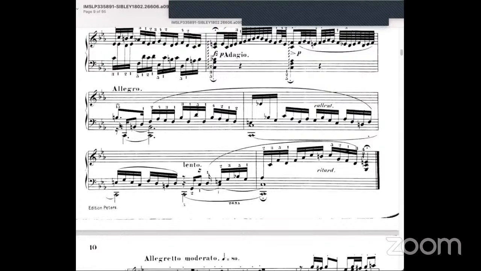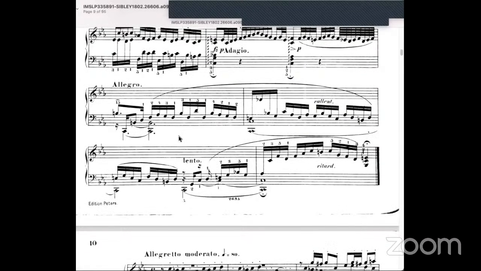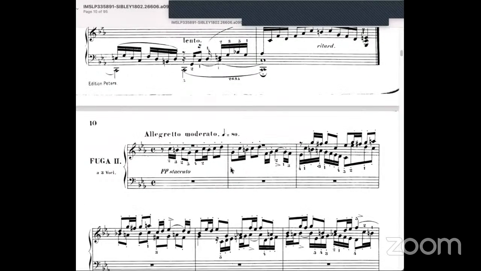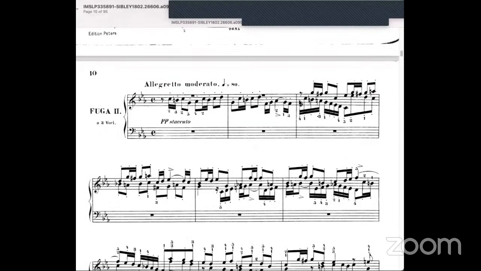Fugue. Now this is the cadenza. The first subject, the theme here. So that's the fugue. In her music, did she use the elements of the prelude or of the fugue? That's my question.